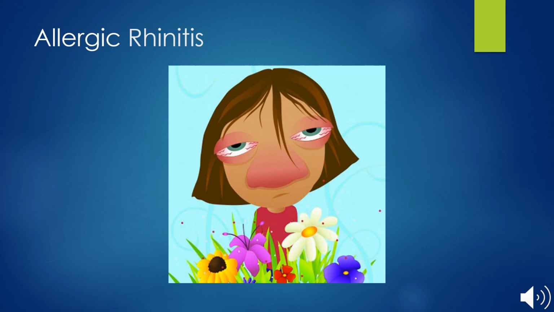We're going to start off by discussing allergic rhinitis, and as you can tell from this picture here, most of the symptoms are related to runny nose or postnasal drip, itchy nose, throat and eyes, that's why they're red and swollen, and patients can also experience some sneezing as well.